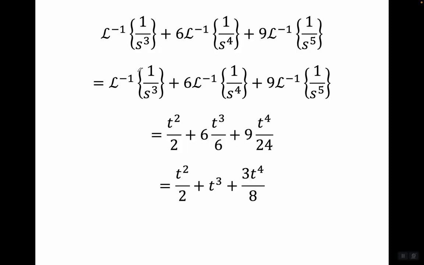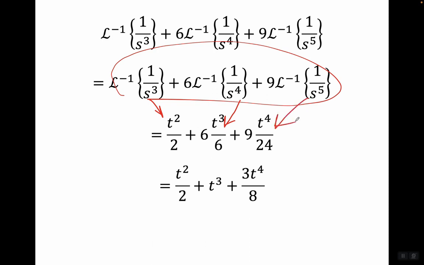Okay, so now we plug everything in. So this was the equation we had. The inverse Laplace transform of 1 over s cubed is t squared over 2. Inverse Laplace transform of 1 over s to the fourth is t cubed over 6. Inverse Laplace transform of 1 over s to the fifth, that's t to the fourth over 24. So when you simplify this, the 6's cancel, the 9 and the 24 cancel partially, and we're left with t squared over 2 plus t cubed plus 3t to the fourth over 8.